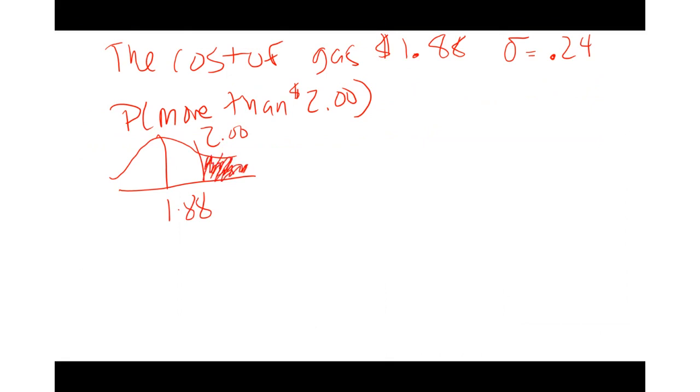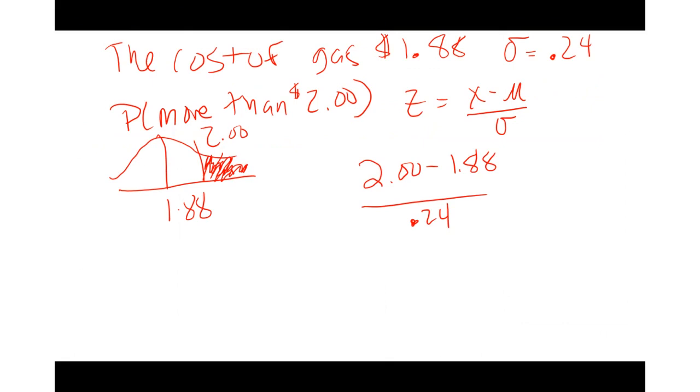All right, so the formula, just in case you've forgotten, I'll just write it down for you, is Z equals X minus mu over sigma. So you would do 2 minus 1.88 divided by 0.24. Do we agree?